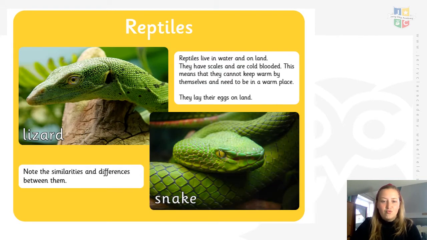Reptiles. Reptiles live in water and on land, just like amphibians. But they have scales and are cold-blooded. So we are warm-blooded as mammals, but they are cold. This means that they cannot keep warm by themselves and need to be in a warm place. Do you think they could be in rainy England? They lay their eggs on land. So we've got a lizard and we've got a snake. Can you think of any other reptiles?